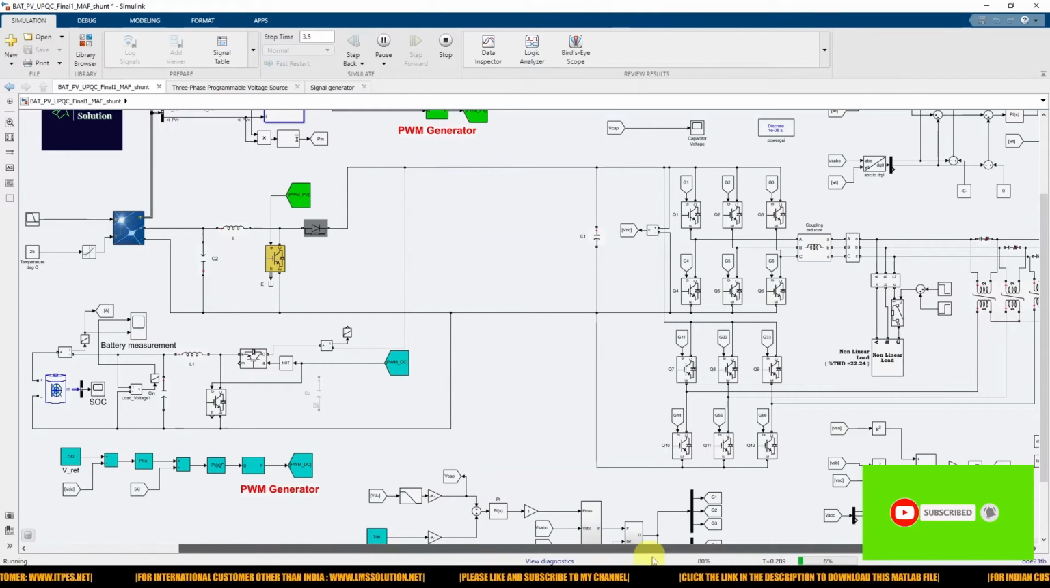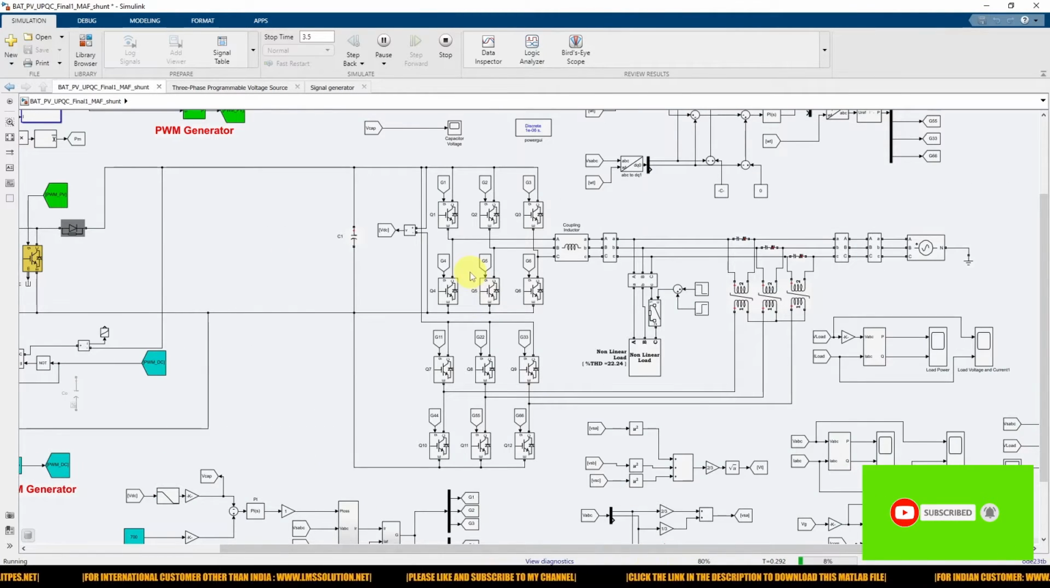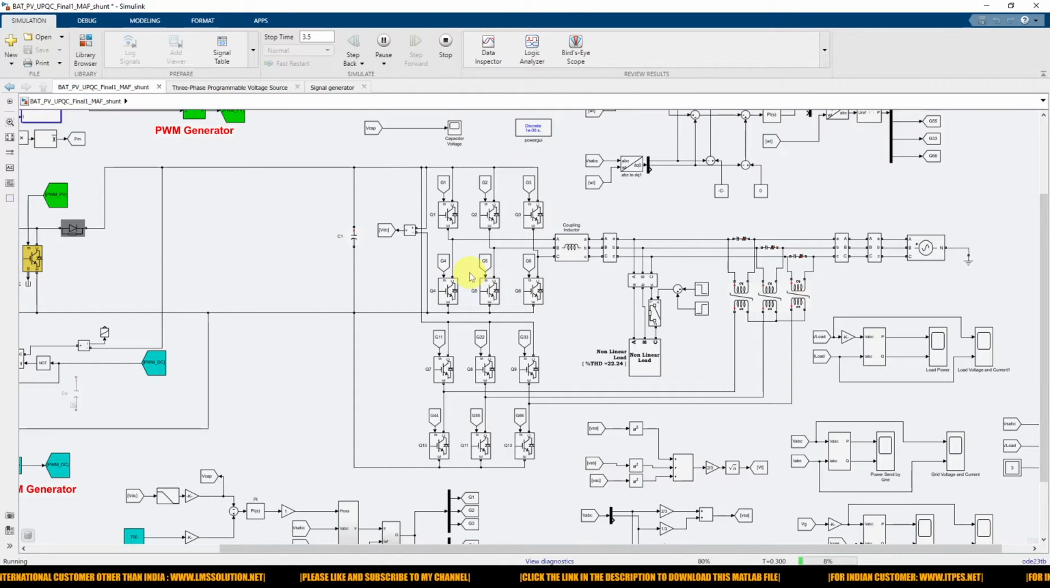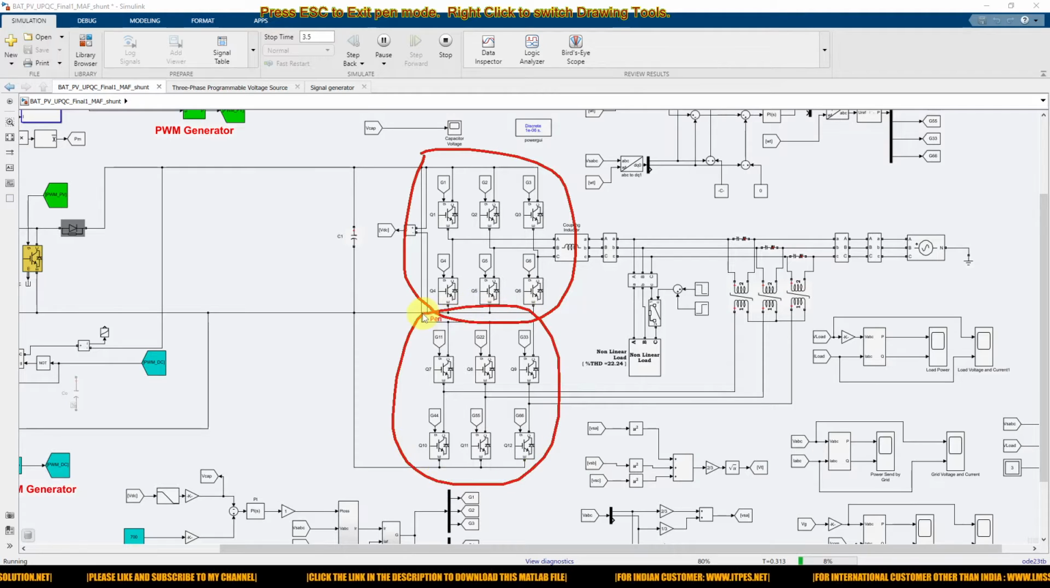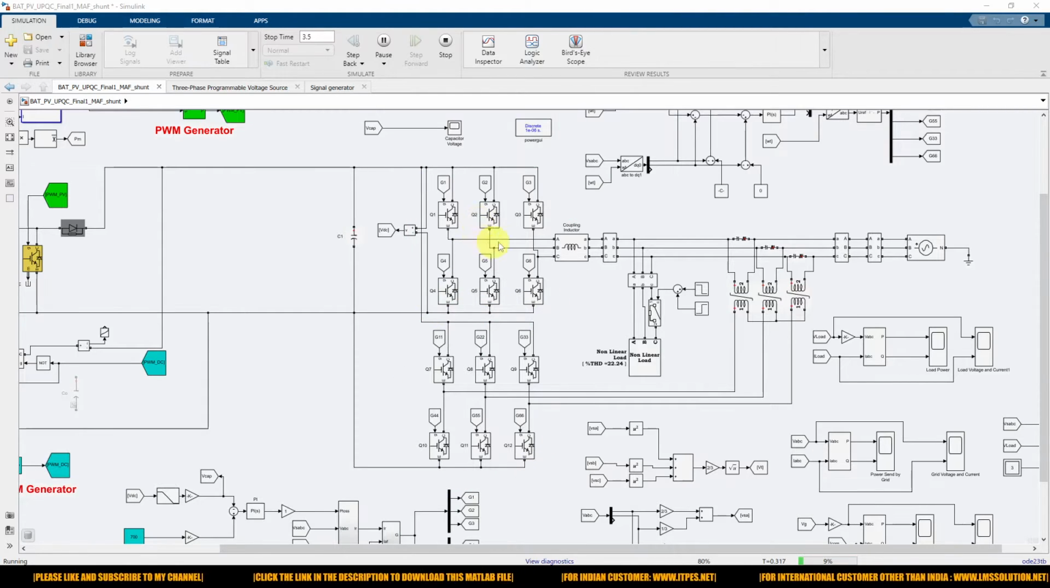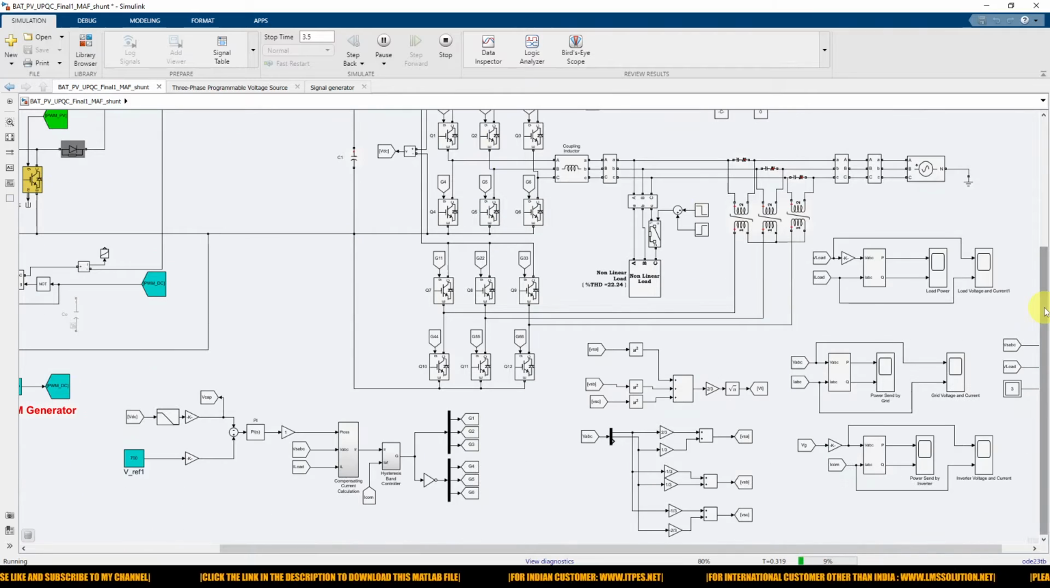So next we discuss about the DC link, that means a shunt converter and a series converter. So this is known as the shunt converter, and this is known as the series converter, okay. So here I'm going to control the shunt converter, so by using this logic, right?